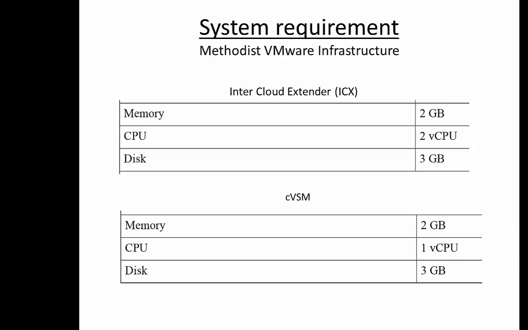And then you have ICX, which is a small one, 2 gigabytes, 2 vCPU, and this is on your private side. And CVSM, Nexus 1000V.